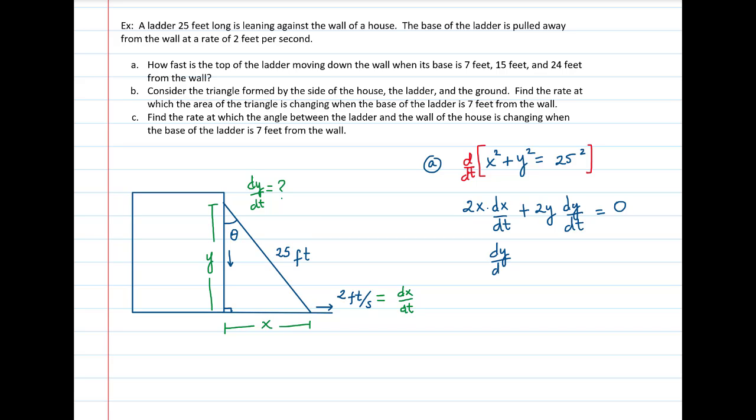From here we're ready to substitute our values. But first we're going to solve for dy/dt, since that's the quantity that we want to find. Moving everything else to the other side, we get that dy/dt is equal to negative 2x dx/dt divided by 2y. The 2's cancel out, leaving us with dy/dt equal to negative x over y times dx/dt.